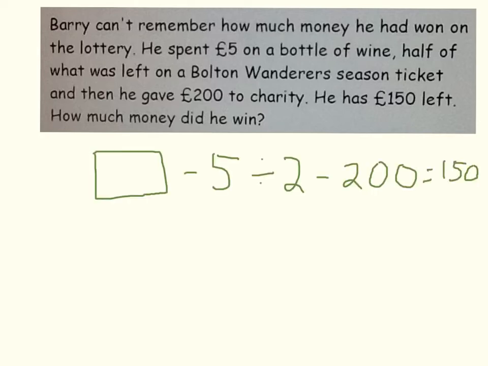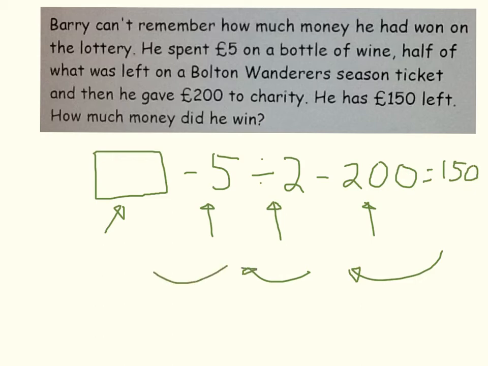So your attempt should have looked a little bit like this when you wrote it out. You can't remember how much money he won, but he spent £5 on the bottle of wine, so you need to take that away. Half is of course the same as dividing by 2, and then he took away that £200 to give 150. So when we reverse that, I have to think, well, how much did he have before he gave away that £200? That would be 350.